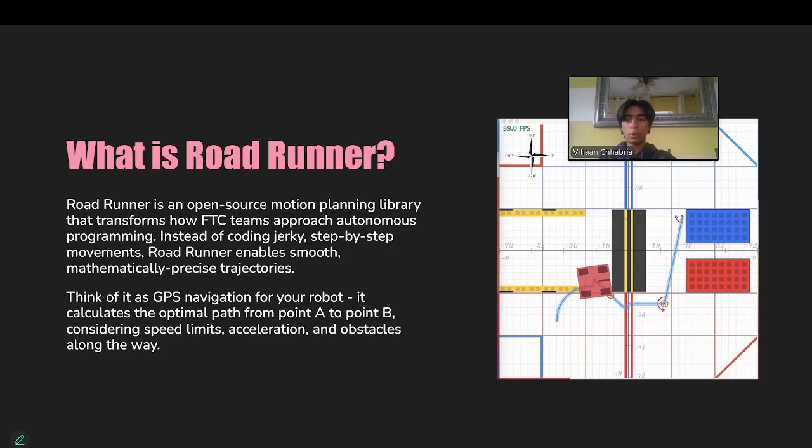It allows for a more tuned and more precise way of doing that, as well as giving you abilities to make, for example, splines or different types of trajectories, which we'll go over later this session. It allows you to, for example, consider speed limits, accelerations, and different obstacles along the way, where you can pathfind around them as well.